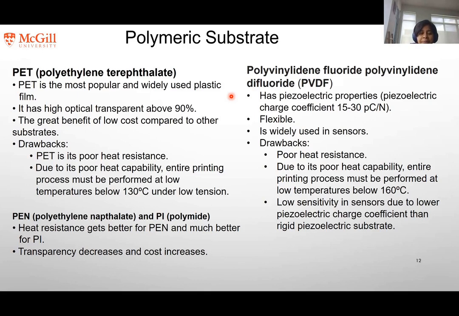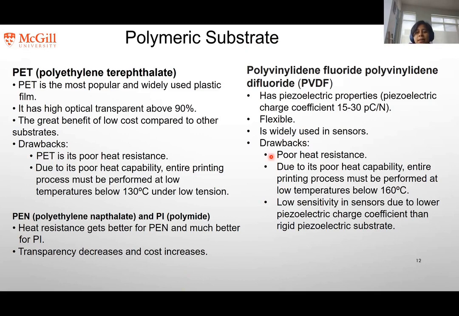And then there is PEN and polyimide. Both of them have better heat resistance than PET, but polyimide, which we normally call Kapton, has the highest heat resistance. You can even heat them up to 400 degrees Celsius, which is very good. But of course, polyimide is way higher cost than PET, and the transparency of polyimide is also lower than PET.